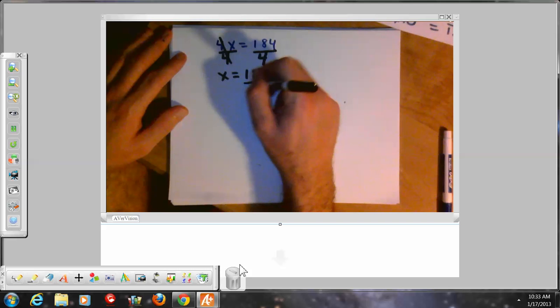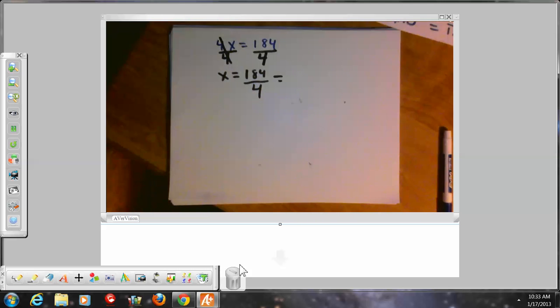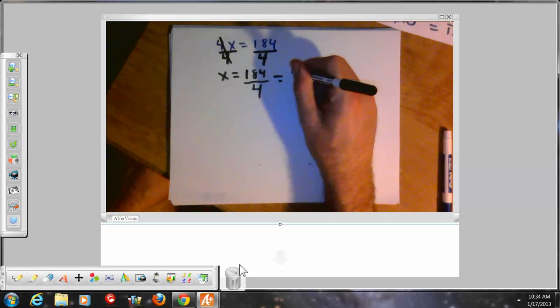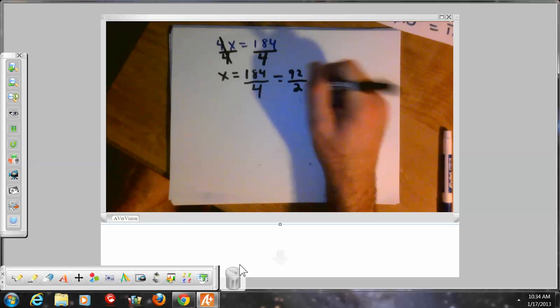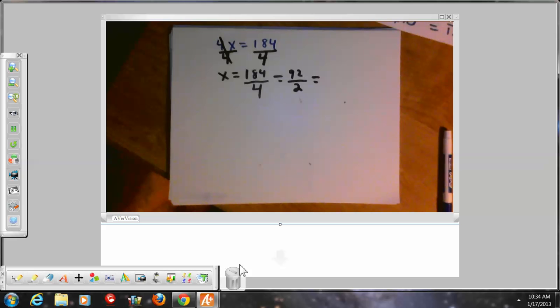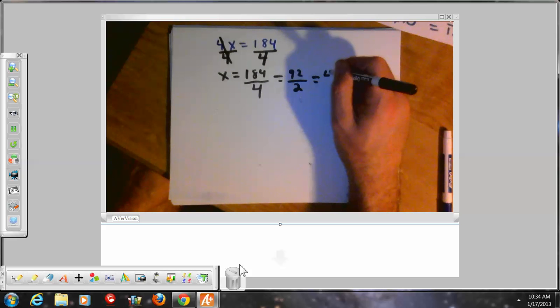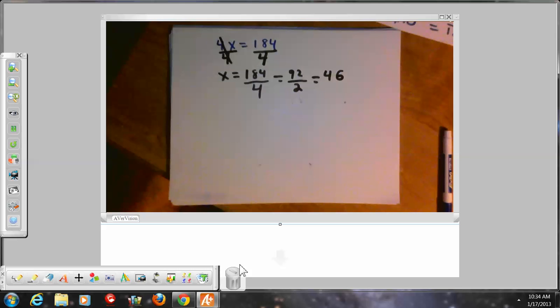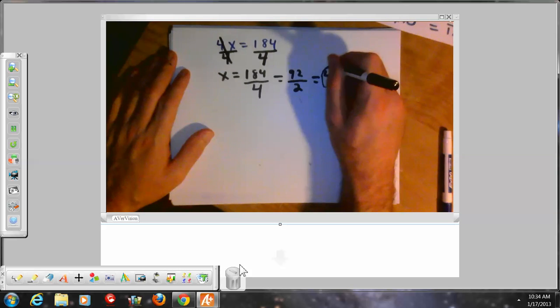184 divided by 4. Well, I'm just dividing 184 by 2 twice. Well, half of 184, half of 100 is 50. Half of 80 is 40. Oh, so this is going to be 92 divided by 2. And 92 divided by 2 is just going to be 46. Half of 90 is 45. Half of 2 is 1. 45 plus 1 is 46. Okay. So that's going to be our value for x, but we're not done.